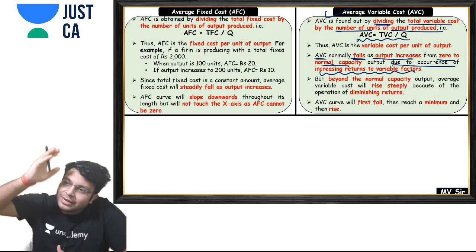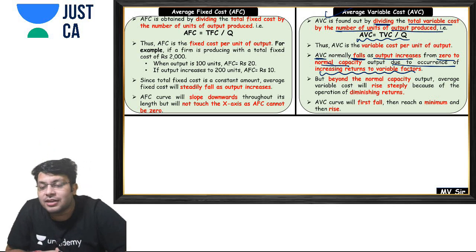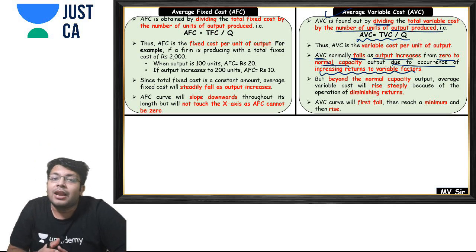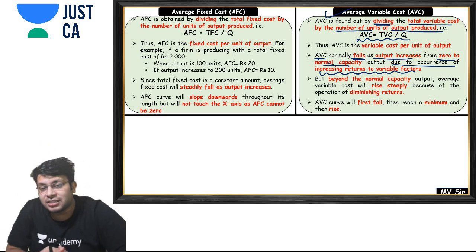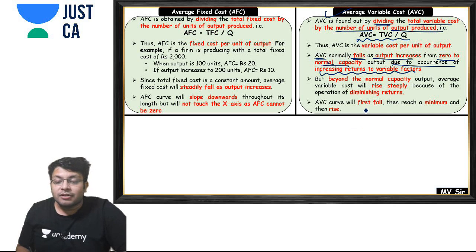When stage 1 ends, you get normal capacity. And after stage 1, what will happen? Your stage of decreasing returns starts. And at that point of time, your average variable cost curve will start increasing. So the average variable cost curve first falls, then reaches a minimum, and then rises.